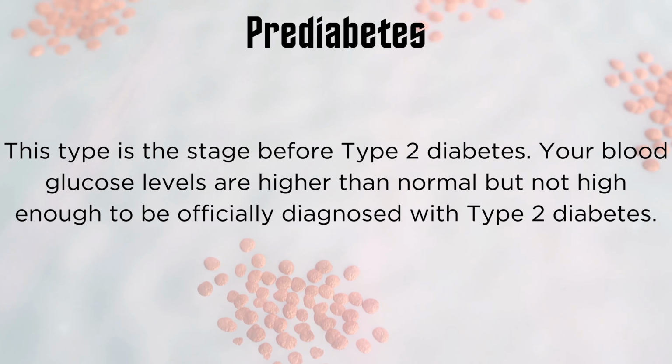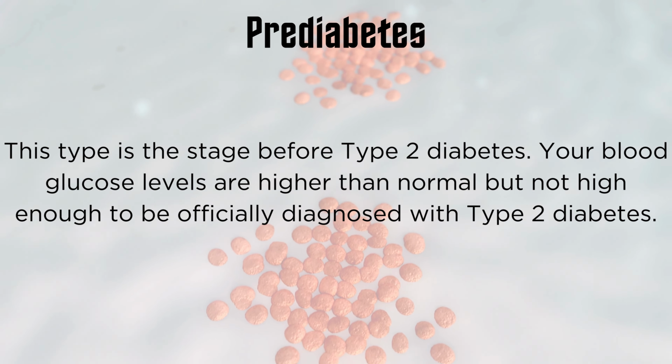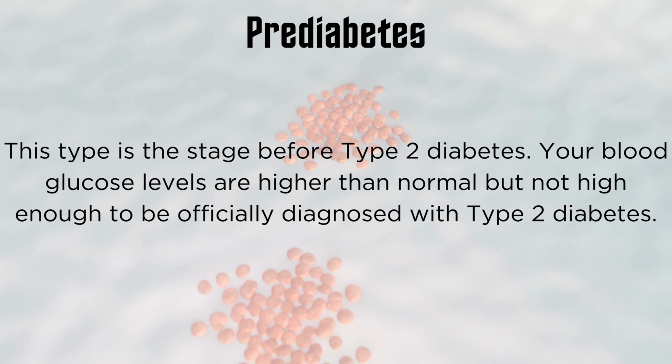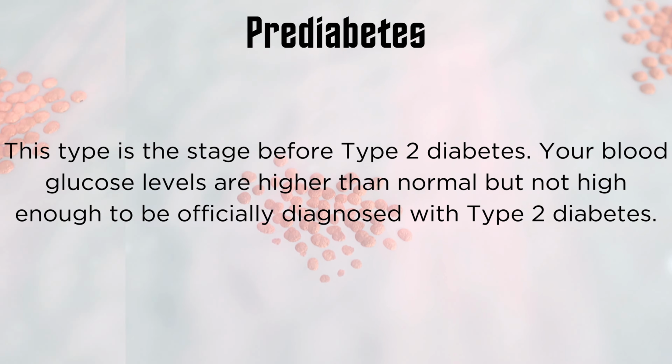Prediabetes. This type is the stage before type 2 diabetes. Your blood glucose levels are higher than normal, but not high enough to be officially diagnosed with type 2 diabetes.